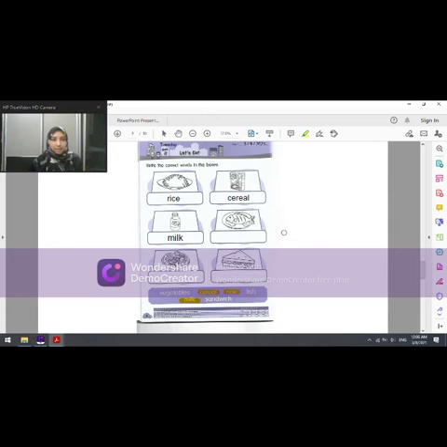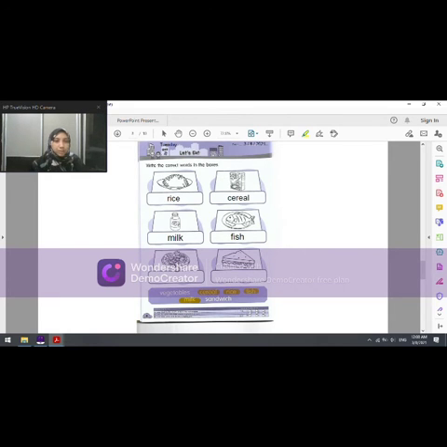Alright, next, the fourth picture. What is on the plate? We have fish. Very good. So this is the fish. Ikan. Which one is the fish? This is the word, the one that I highlight in yellow. How to spell fish? F-I-S-H. Write down the letters. Write down the word in the box.